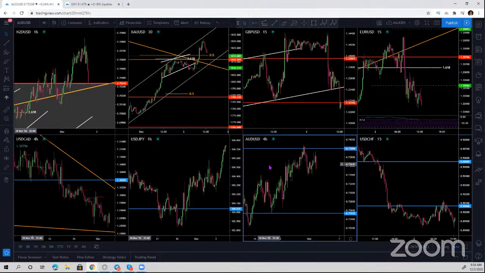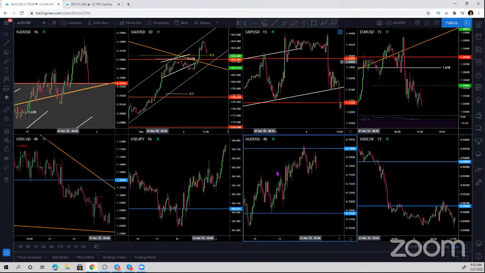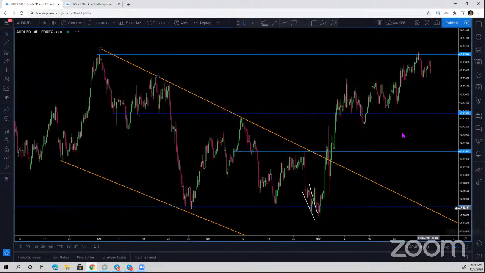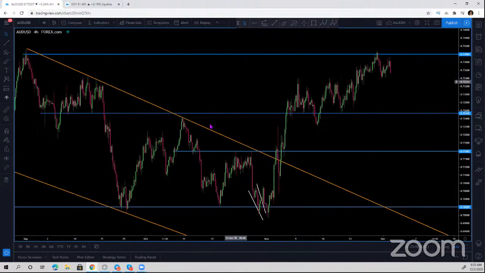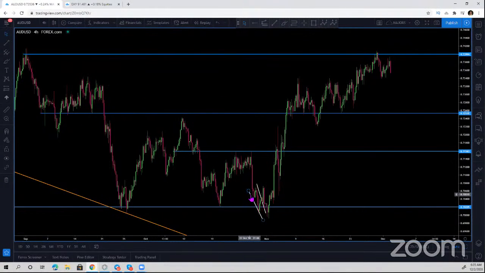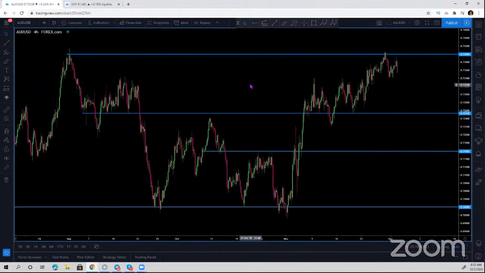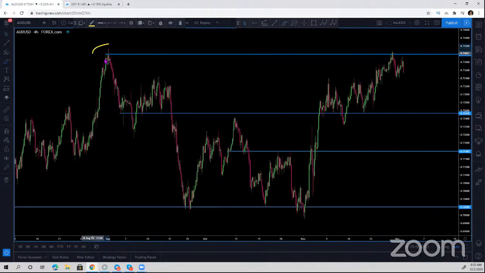And the opportunity that I saw actually to buy the US dollar, to go long the US dollar, was against the Australian dollar. And well, the Aussie USD is a currency pair that I don't trade very often, but right now we are rejecting the previous highs. This is a key level.